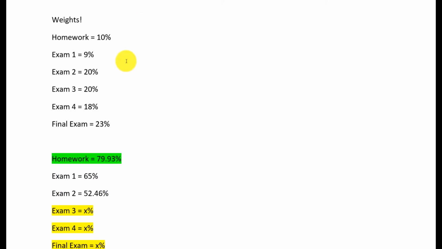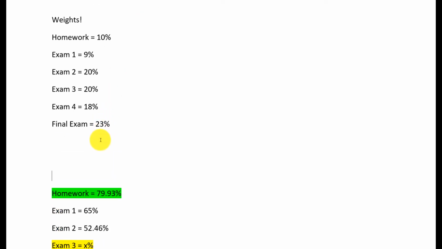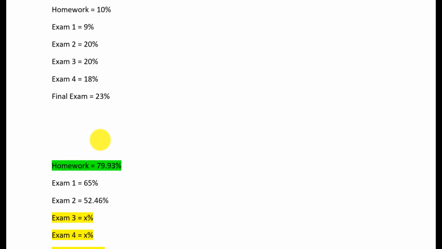To make the math a little simpler, or at least the build a little bit simpler, I'm going to place a little bit of room here between so that I can showcase the mathematics. Now, we know that 10% of our grade, which is 0.1 as a decimal, is our homework, and we currently have 79.93%. Plus, we know that 9% of our grade is given to exam 1, and we have 65% on that.